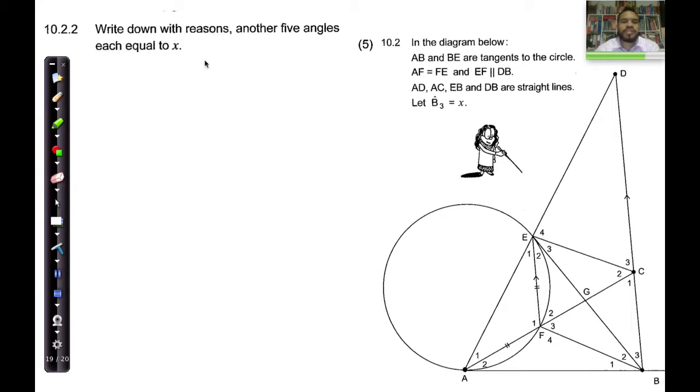Write down with reasons another 5 angles equal to x. So I want to take a step back and read what was given here. In the diagram below, AB and BE are tangents to the circle. Let's see where that occurs. AB and BE. So there we go. There's the first one. Let me just get the pad out of the way. There's the first one. AB, that's a tangent, and so is BE.